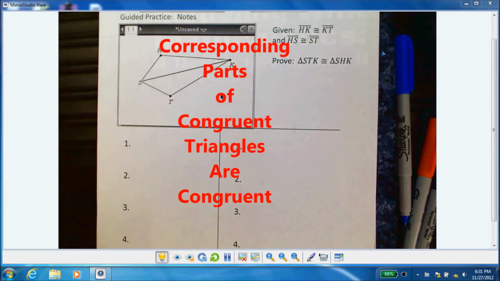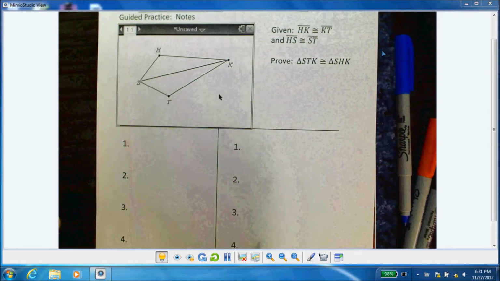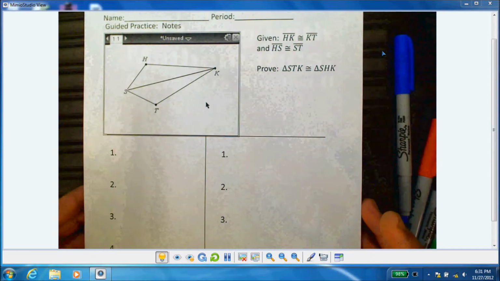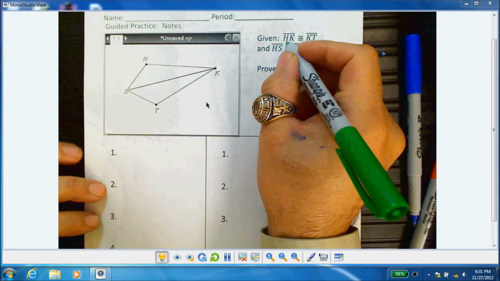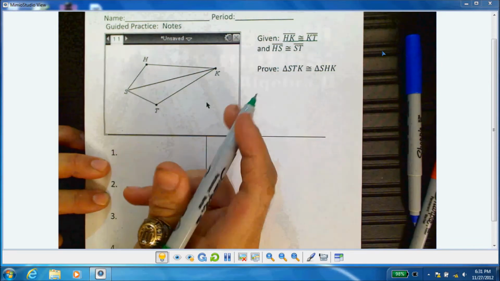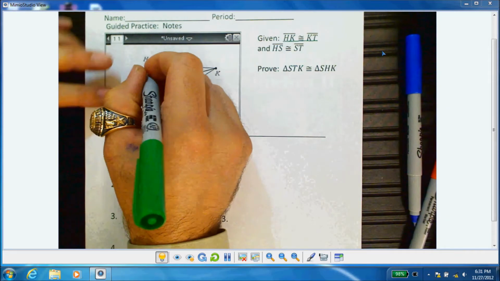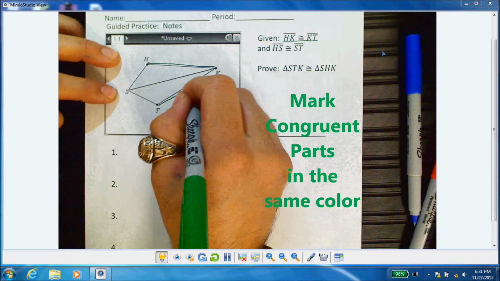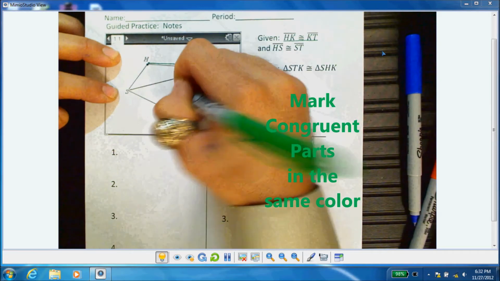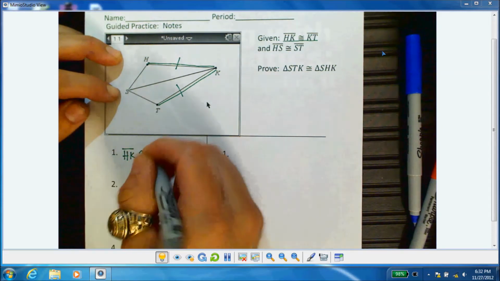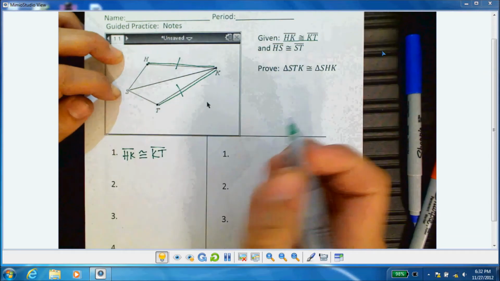So let's go ahead and get started with this. First of all, look at our given. So what's our given? It's written over here: side HK is congruent to side KT. So first of all, we mark it. HK congruent to KT. We put a little congruent sign. Now we write it over here: HK congruent KT. And that's our given.